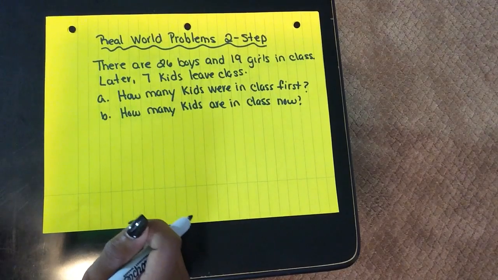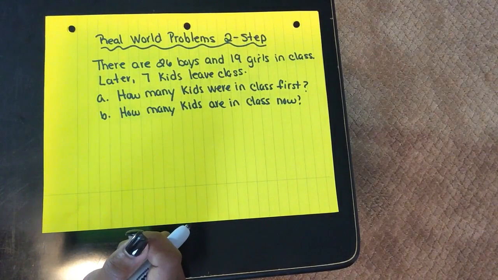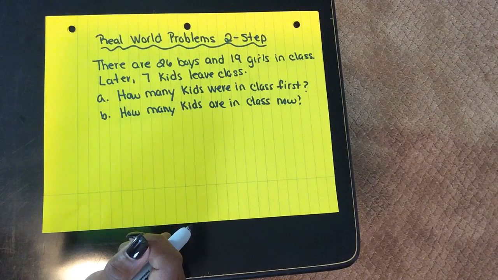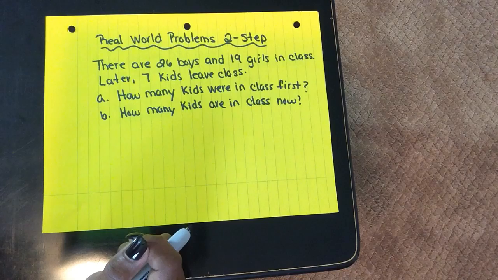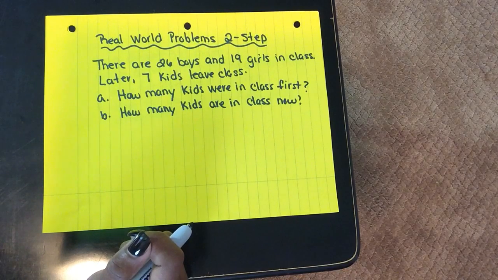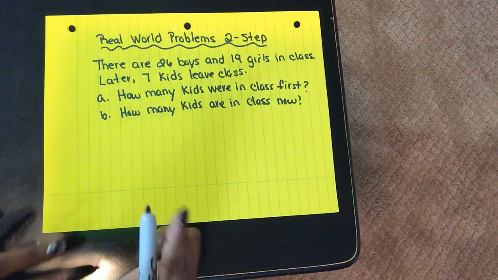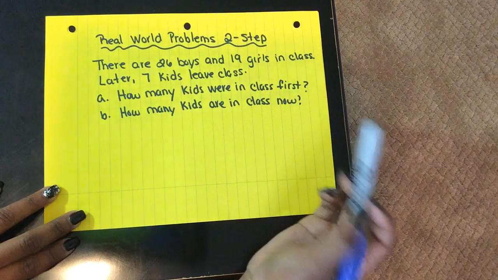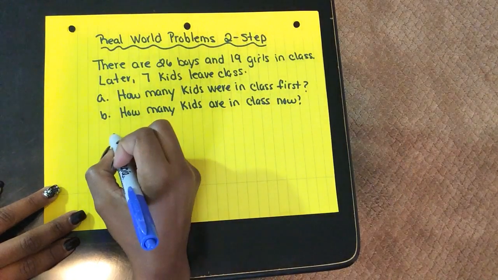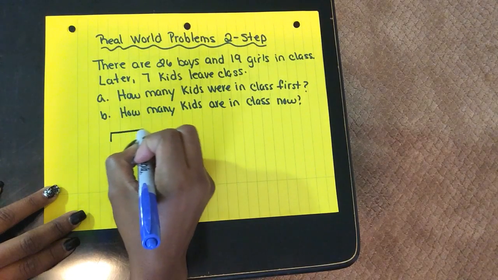Okay, let's get started. There are 26 boys and 19 girls in a class. Later, 7 kids leave class. A, how many kids were in class first? And B, how many kids are in class now? Okay, so the first thing we need to do is figure out how many kids were in class first. Okay, so we know the first part, there are 26 boys.